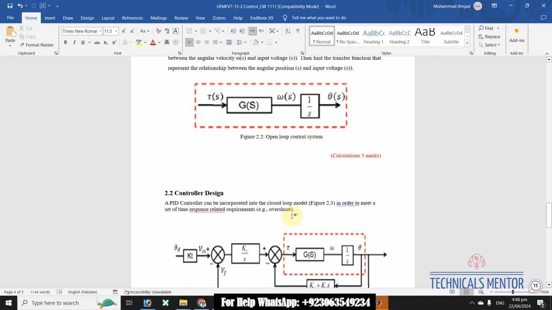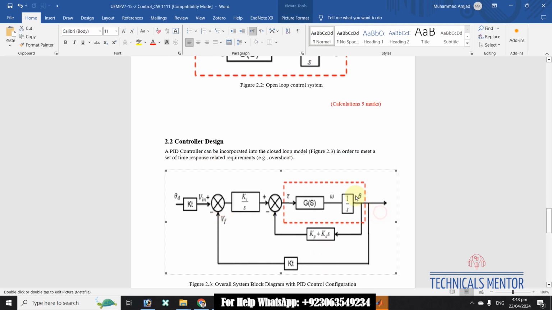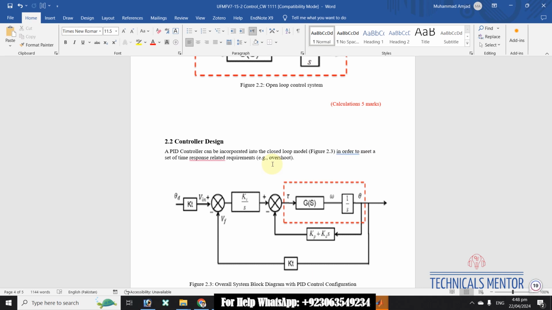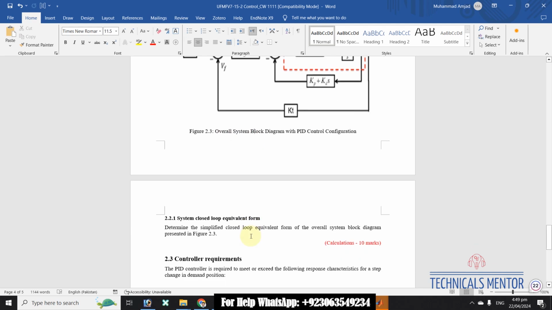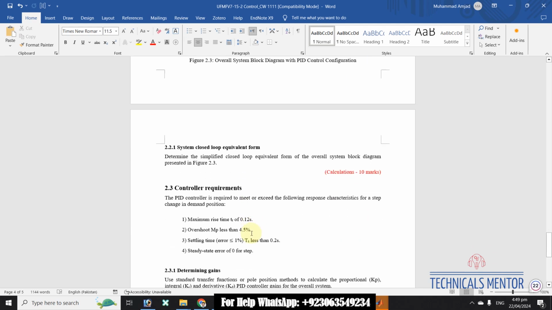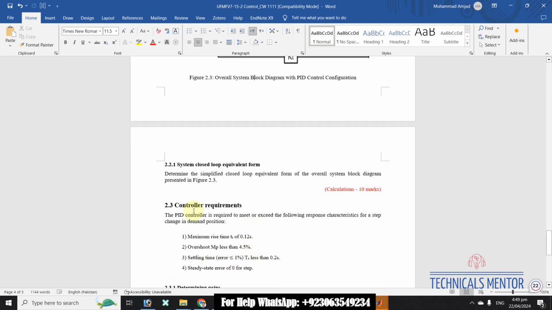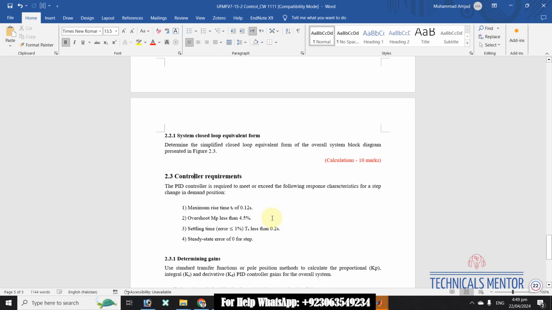After that, we will do the controller design with the help of PID controllers that can be incorporated in the closed loop model, which is shown in this figure, in order to meet a set of time response requirements, for example overshoot. And in the controller design, we will determine the simplified closed loop equivalent form of the overall system block diagram, which is presented in this figure.